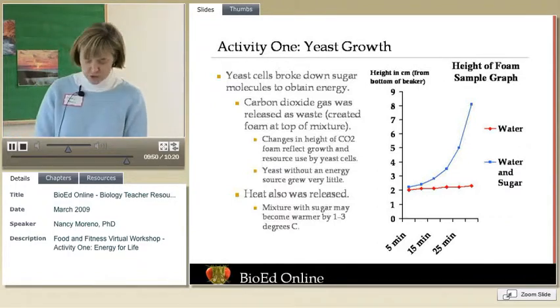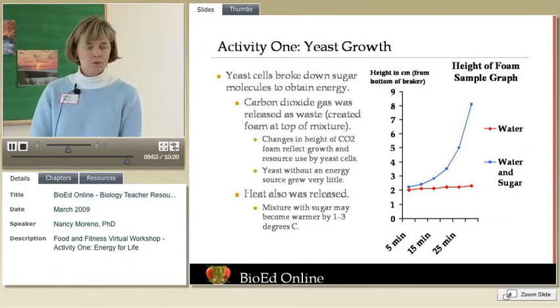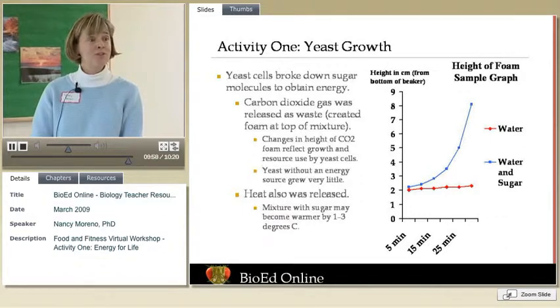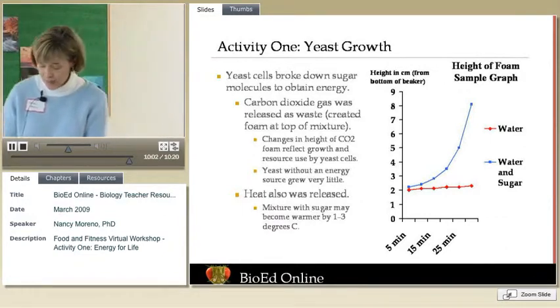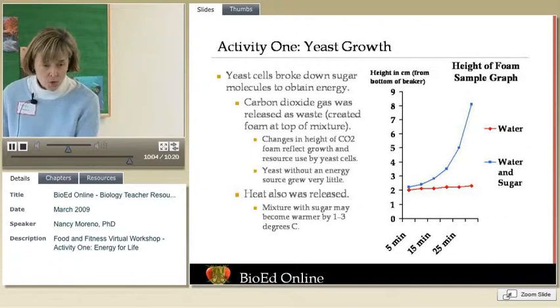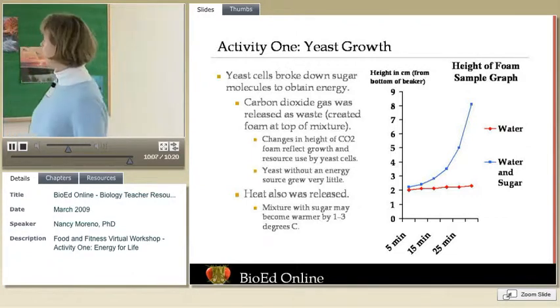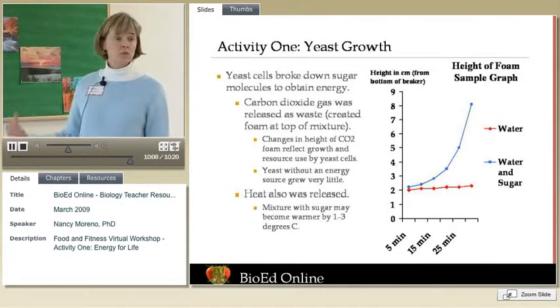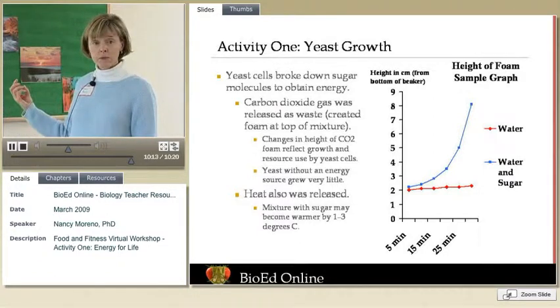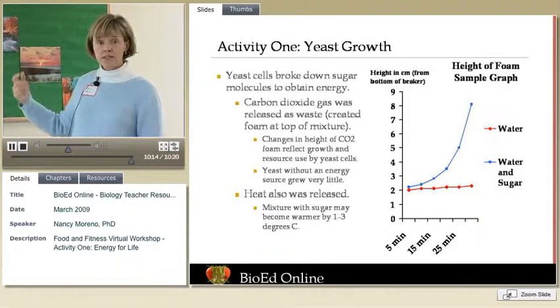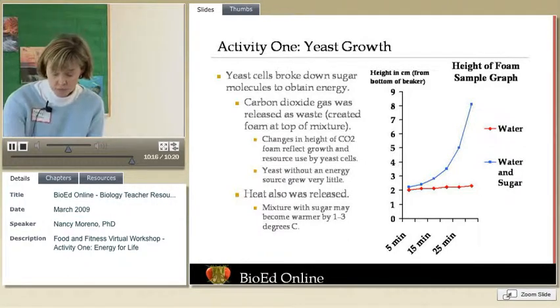So the final question then for your students is, what was the role of sugar in this activity? It was the food. It was the source of energy for the yeast. Yeah. So we've had a little bit of an introduction now to what happens when organisms use food. They grow, reproduce, they release carbon dioxide. Heat is also released when we use food.